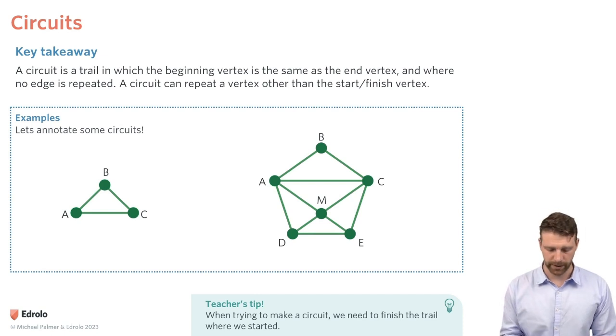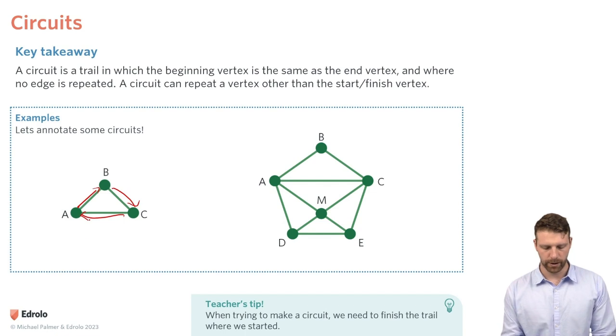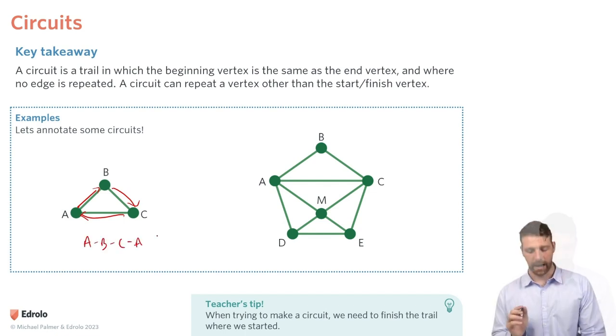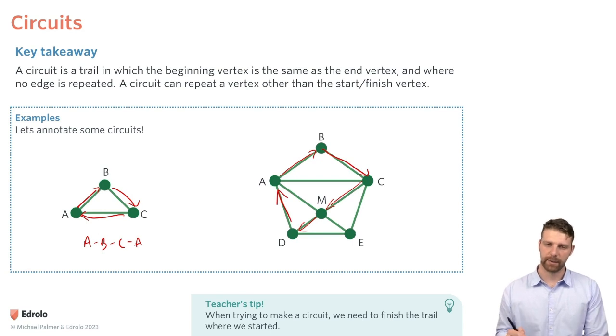All right, let's annotate some circuits. One simple one would be A, B, C, A. That works. We could say that that's a circuit. And the next one, which is a little bit more complicated, let's do circuit 2. We're going to go A, B, C, M, D, A. So we can see we're starting and finishing at the same place there. So that can be considered a circuit.